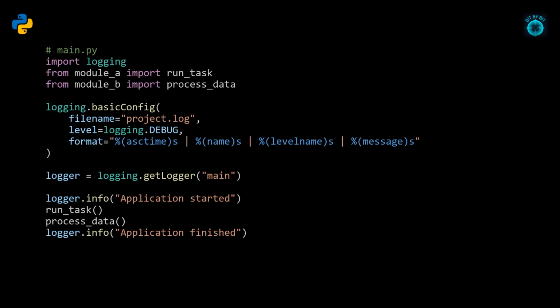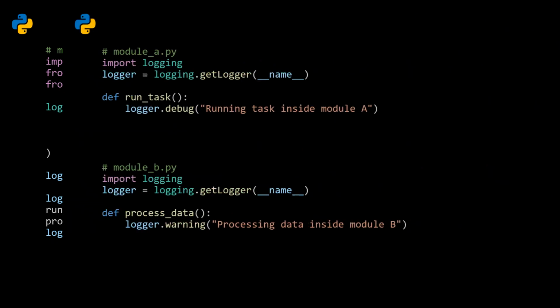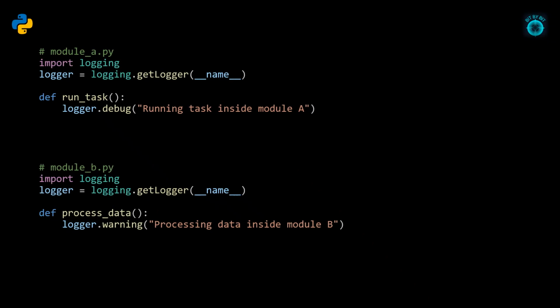In this example, we have 3 files. The main file configures logging with basicConfig, writing all messages into project.log. Module_A and module_B each have their own logger. When the application runs, all messages are collected in one file with the module names included. This gives us a complete view of what happened and where each message came from.